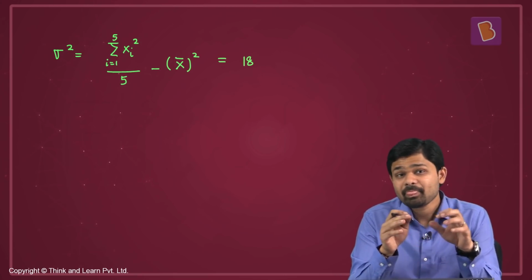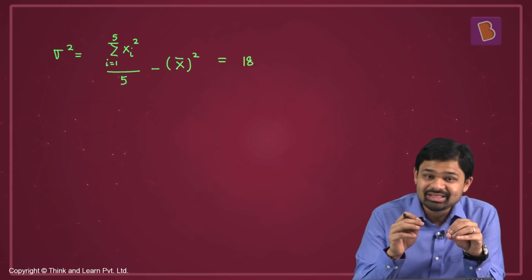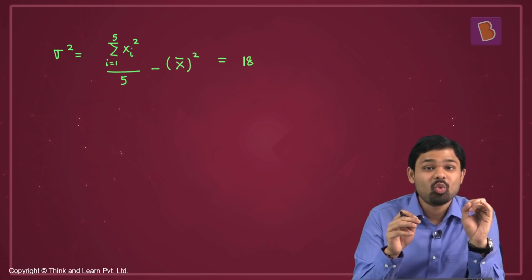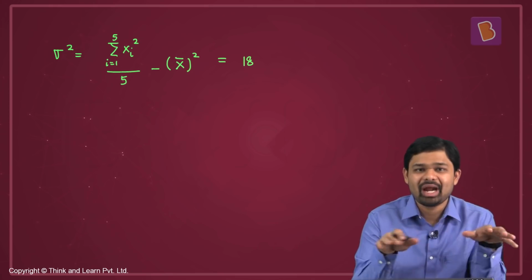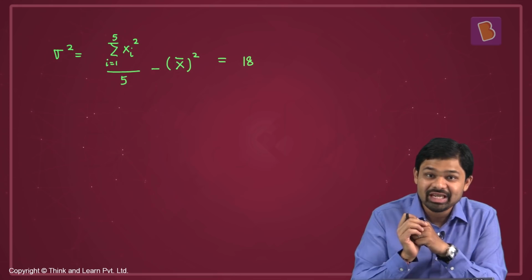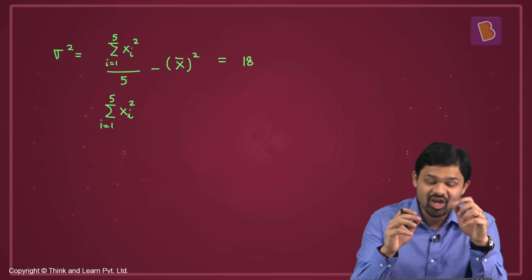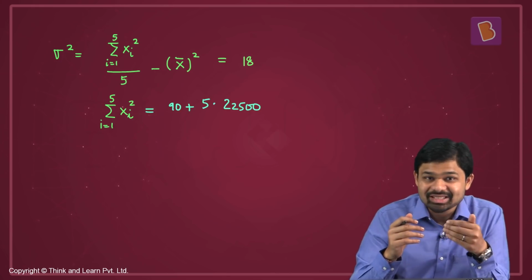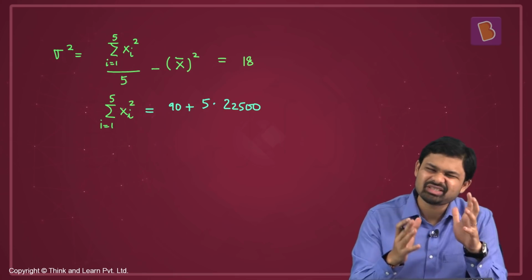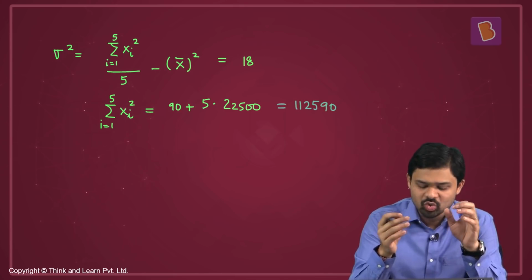22,500. Now, summation xi square divided by 5 minus 22,500 was equal to 18. Now I take a common denominator of 5, multiply everything through by 5. Then I get the summation of xi square, i running from 1 to 5, to be equal to 90 plus 5 times 22,500.